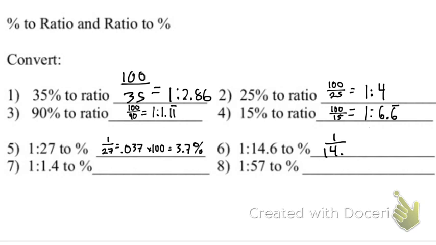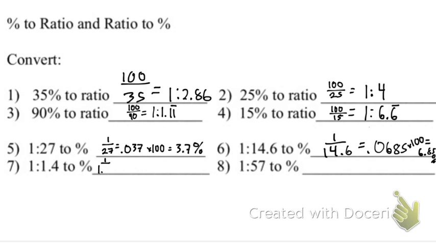1 divided by 14.6, 0.0685 times 100 equals 6.85%. That one got a little smushed, sorry about that. All right, try the next 2 on your own. Pause the video. I'm going to solve them right now, so pause me so that you can solve them on your own.